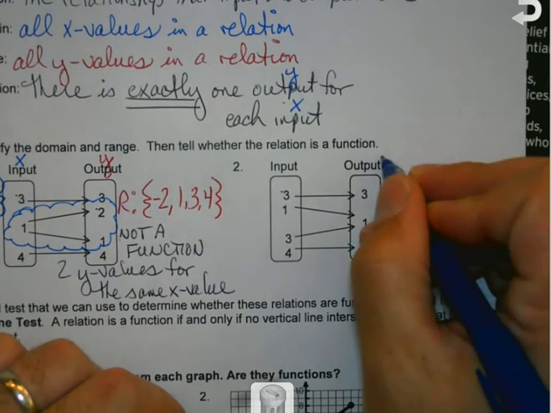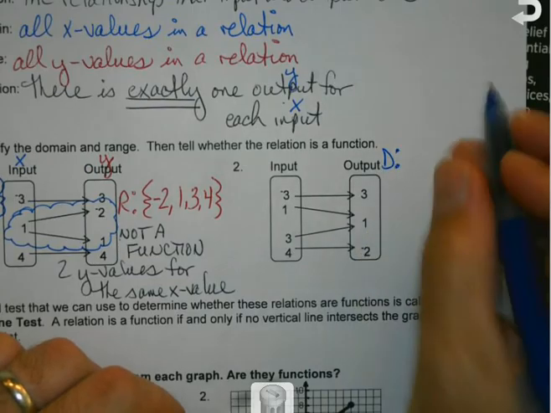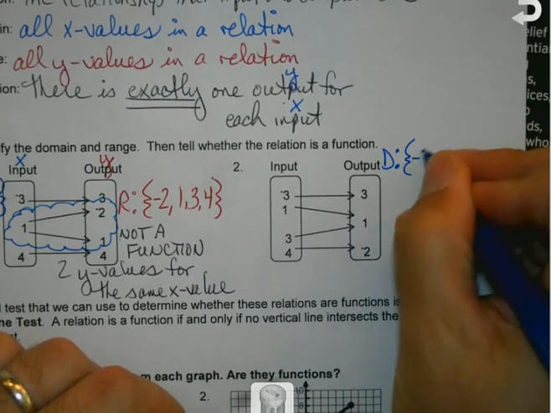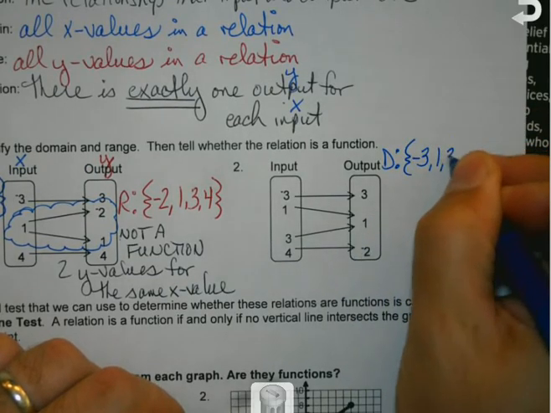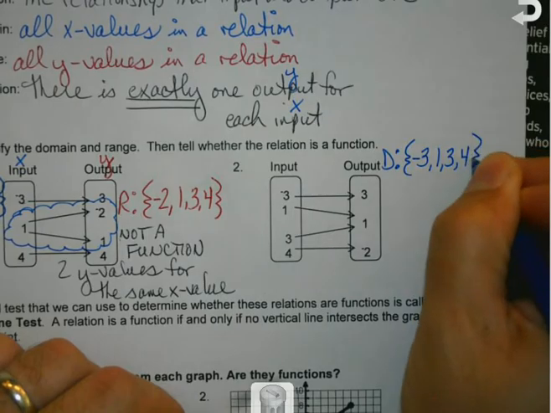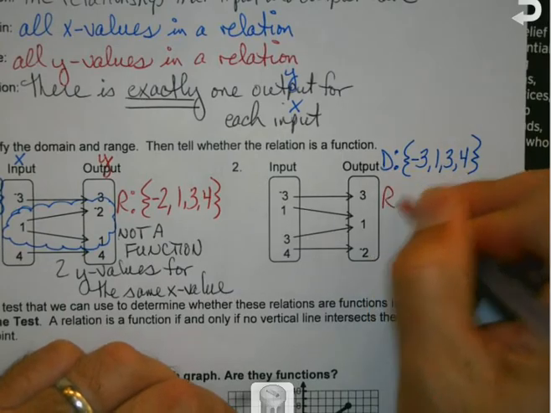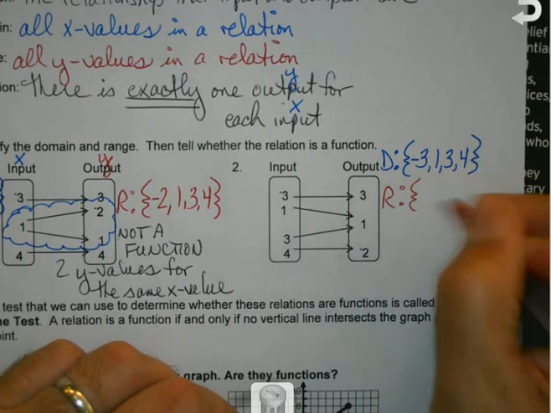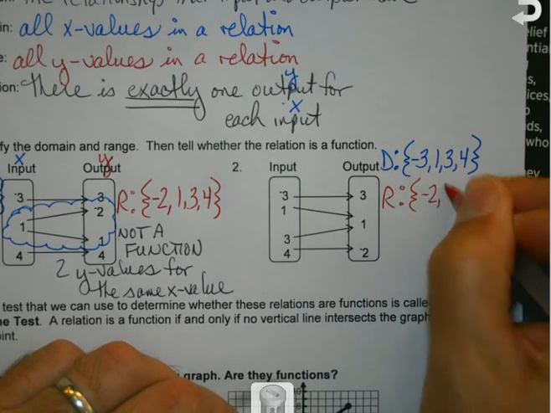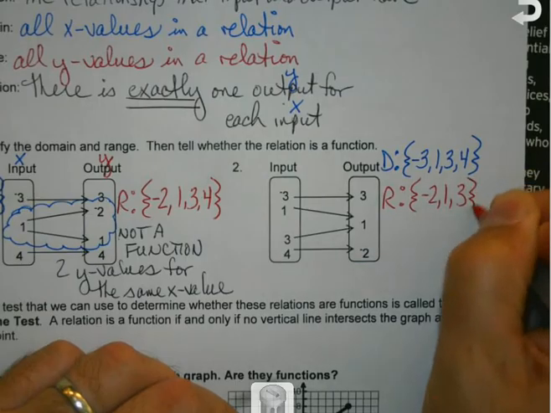And then for this next one, again, my input is my x values. Now, if sometime they write the same number in there more than once, I don't need to write it more than once, because the value would still be covered. And my range is my output values.